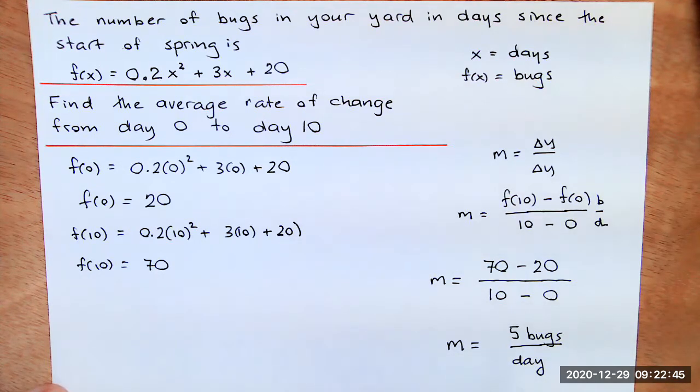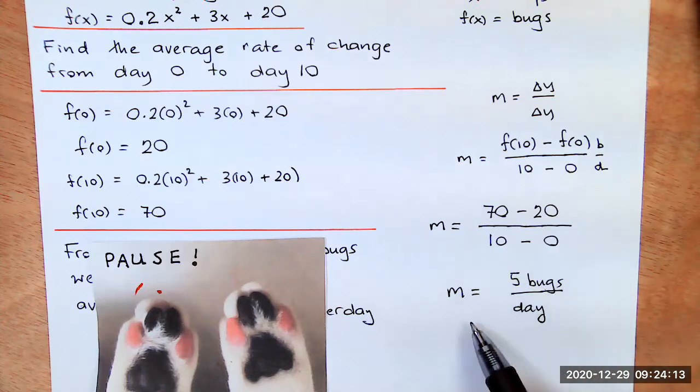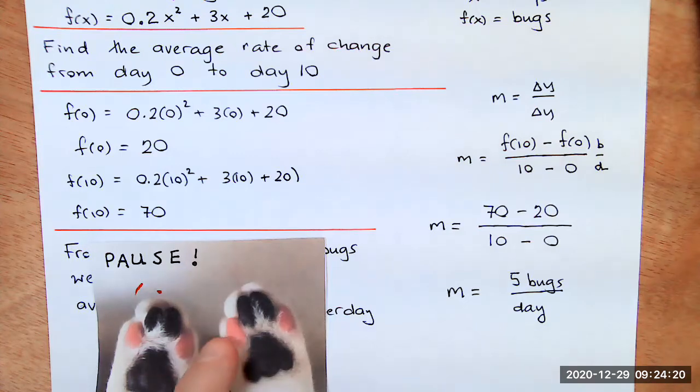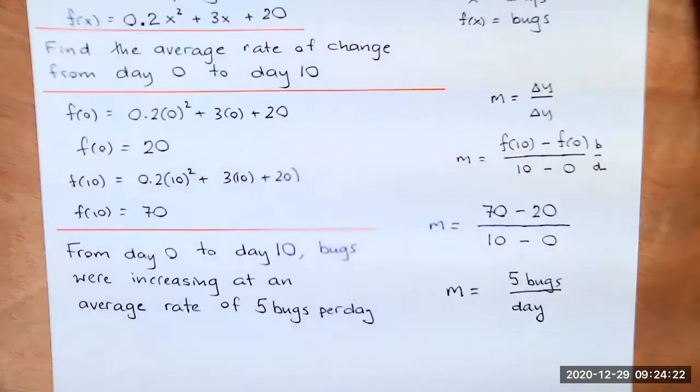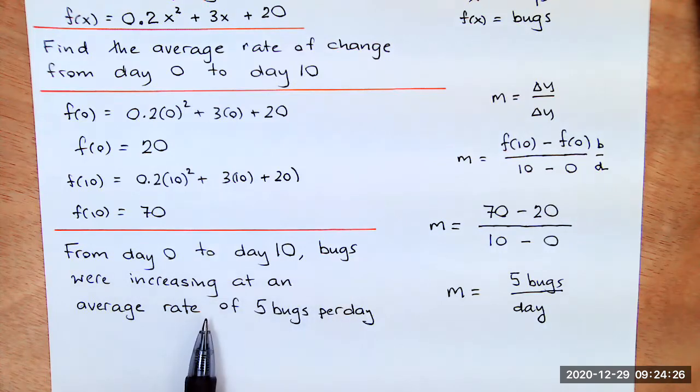Would you practice writing that in the form of a sentence? It's a really good idea, practicing writing it out in a very clear, easy to understand sentence. All right, so from day 0 to day 10, the number of bugs was increasing at the average rate of 5 bugs per day. Let's try another.